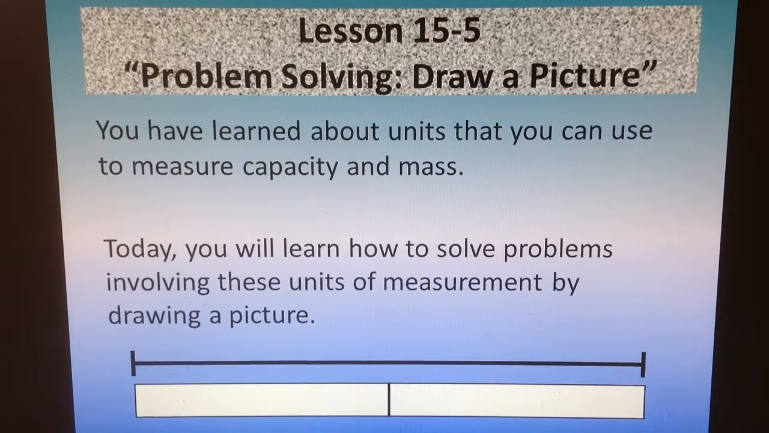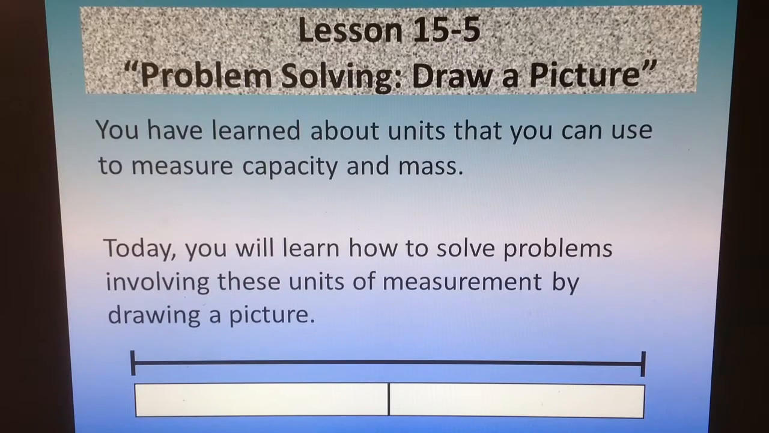Hello. Today's lesson is 15-5, the last lesson in this unit, and the title of the lesson is Problem Solving: Draw a picture. You've learned about units that you can use to measure capacity and mass. Today you'll learn how to solve problems involving these units of measurement by drawing a picture.